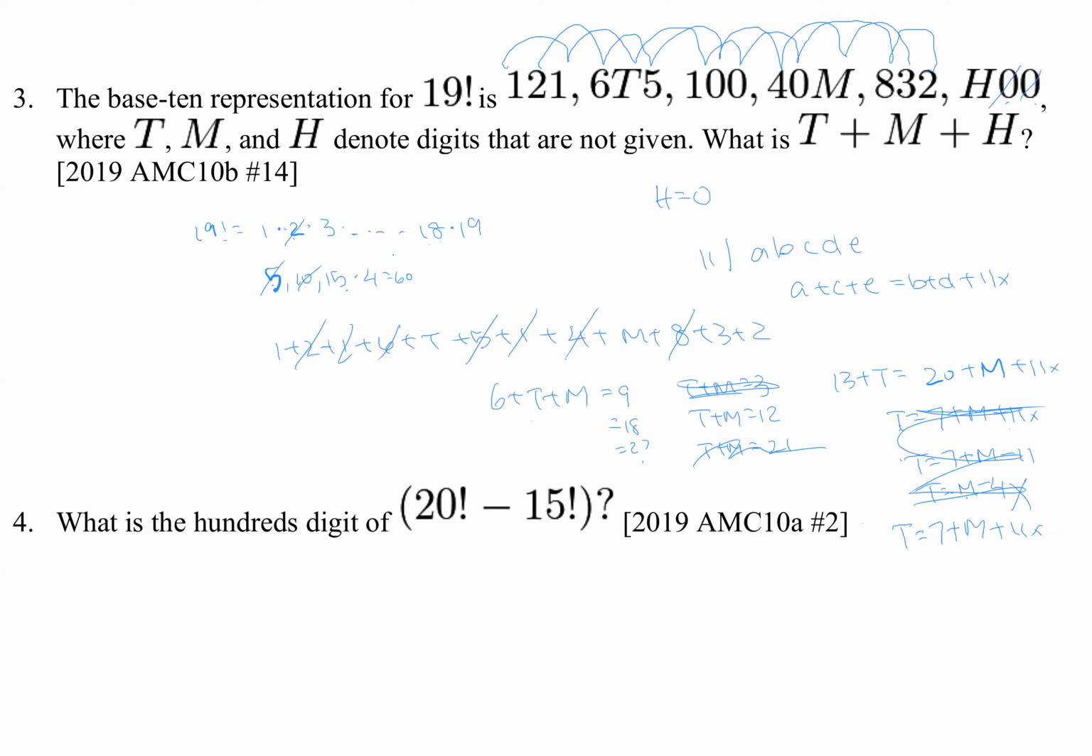So now x cannot equal 0 and it cannot equal 1, right? When t plus m equals 12, we can do a negative one. So t equals 7 plus m minus 11, so t equals m minus 4. And if t plus m equals 12, then t equals 12 minus m. So 12 minus m equals m minus 4, so 2m equals 16, so m equals 8 and t equals 4. Then t plus m plus 8 would equal 4, 8 plus 4 plus 0, so that's 12.